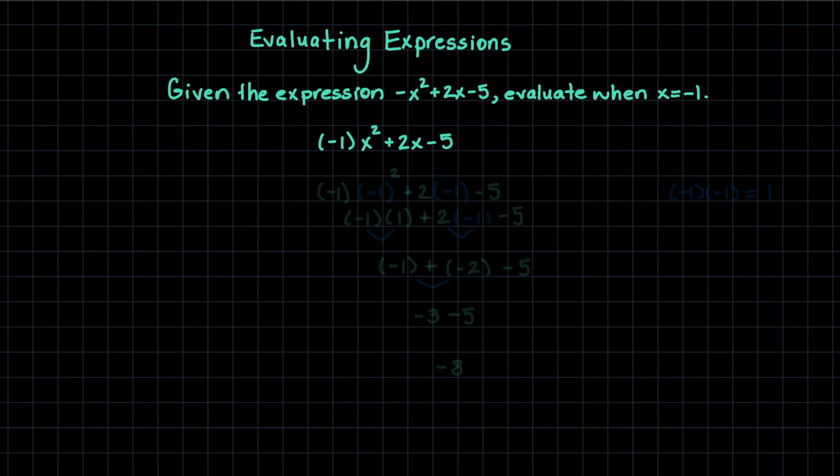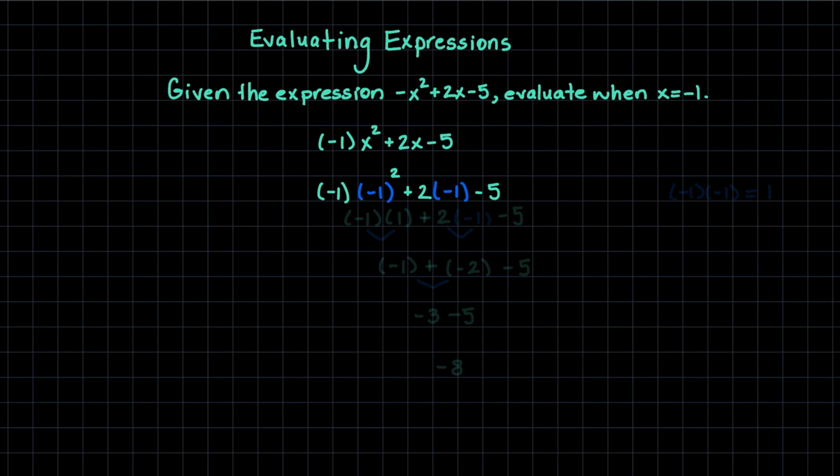Now we're going to go ahead and substitute in negative 1 everywhere we see x. So I have negative 1, then now I have negative 1 squared plus 2 times negative 1 minus 5. So everywhere I have an x, I've substituted in negative 1. Now I'm going to follow my order of operations. I don't have any groupings or parentheses. Remember, parentheses around a number just means multiply. So no parentheses or different groupings.